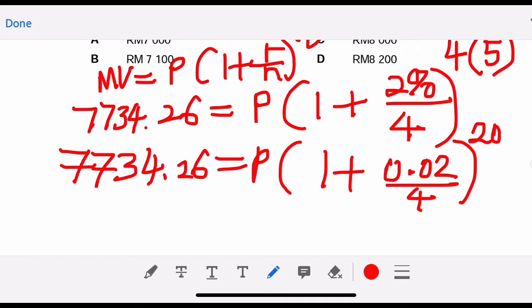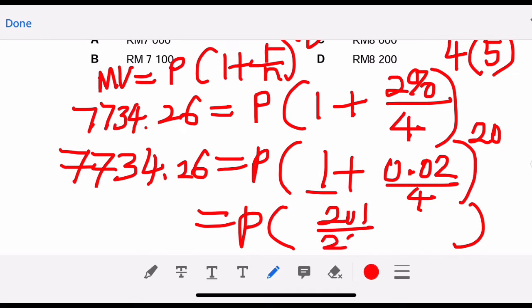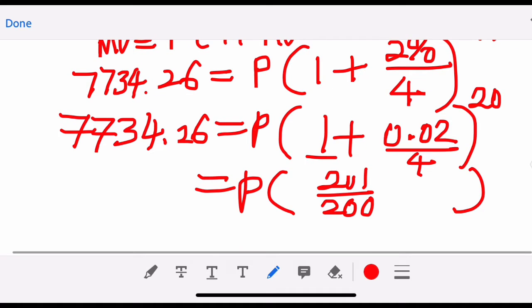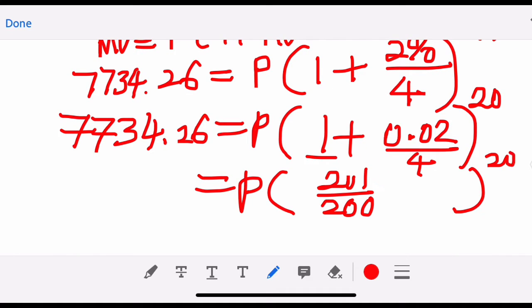Now, in order to solve this, you have to take the calculator. Now you press 1 plus 0.02 over 4. What is the answer? You get 201 over 200, right? There's a fraction to the power of 20.